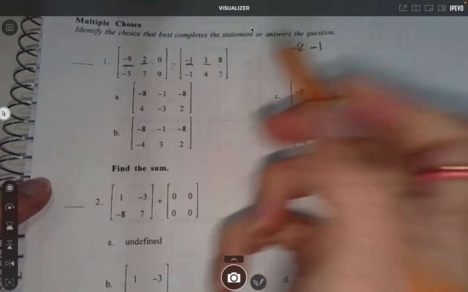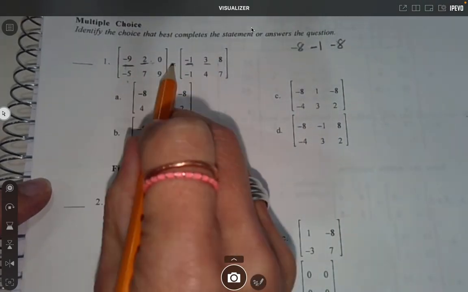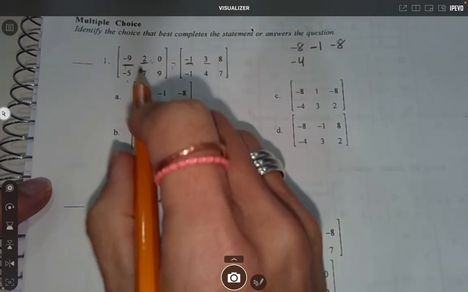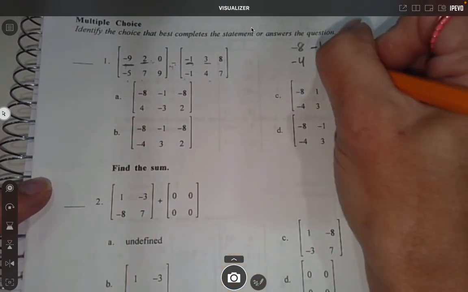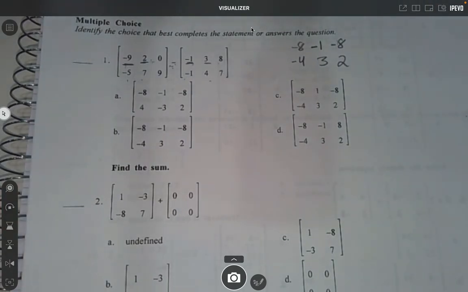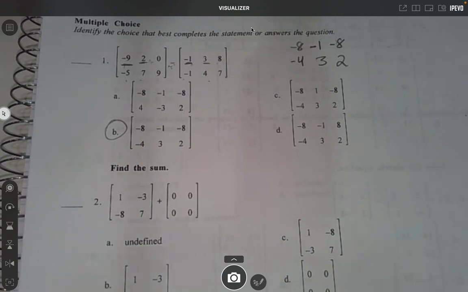0 minus 8? -8. Then -5 minus -1. And then 7 minus 4. 3. And 9 minus 7. So which one's your answer? B. There you go. How do we feel on that? Good. Okay. The next one's on there.